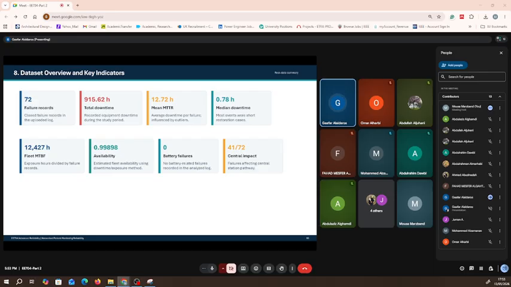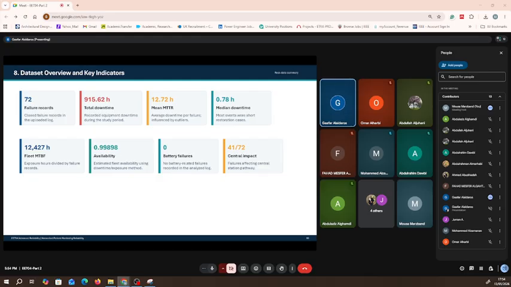Okay, this slide summarizes the main indicators from the real failure log. The data set contains 72 closed failure records. The total recorded downtime was 915 hours over the 24-month period. The mean MTTR was 12 hours. The median downtime was only 0.78 hours. This difference is very important. It means that most events were short restoration cases, but a small number of long-duration failures increased the average downtime.